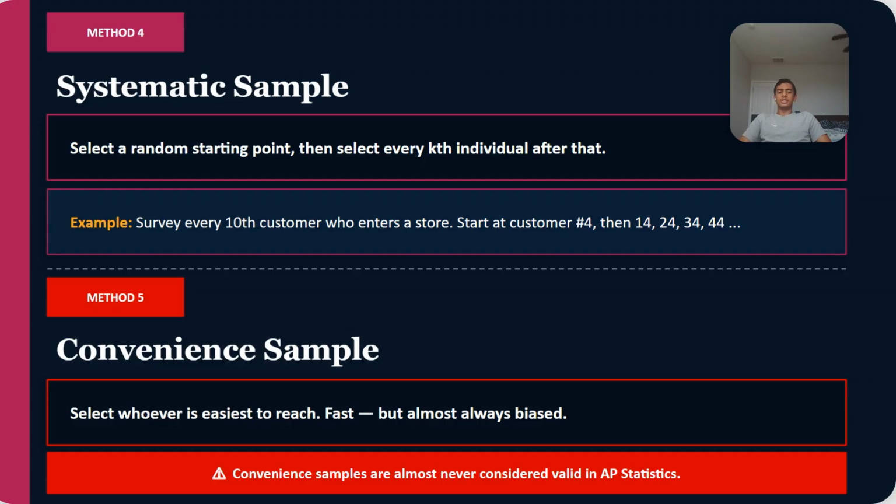Survey whoever's easiest to reach. Your friends, people nearby, the first 20 students in the hallway. Fast, but almost always biased. The people easiest to reach are almost never representative of the whole population. On the AP exam, convenience sampling is almost always the wrong answer, and is always followed by a question asking you to explain the bias it introduces on the FRQs.